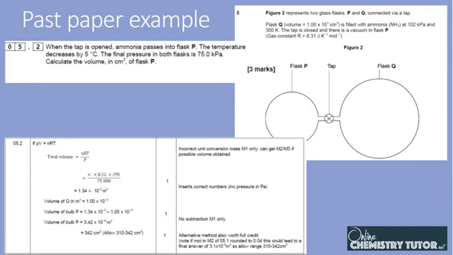It will be the difference between the total volume, which is calculated using the ideal gas law, and the volume of flask Q, which will give you a final answer of 3.42 times 10 to the minus 4 meters cubed. Now be careful, because in the question it says calculate the volume in centimeters cubed. So for the final mark, you must convert that volume to centimeters cubed by multiplying by a million. So 3.42 times 10 to the power minus 4 multiplied by a million brings you a final answer of 342.